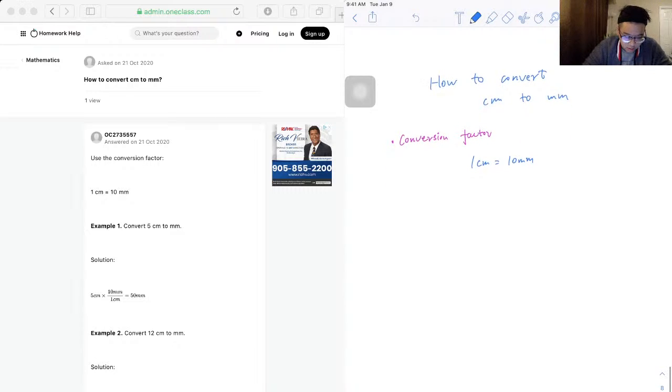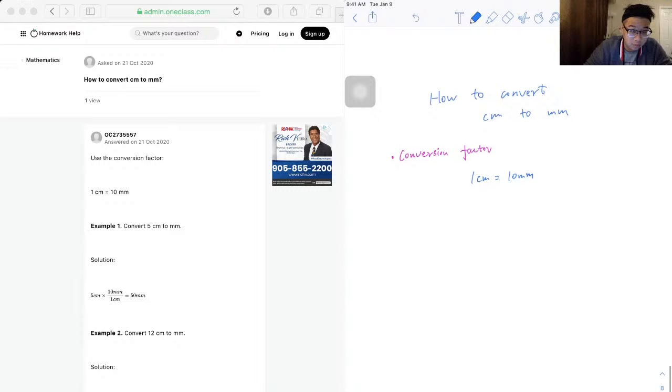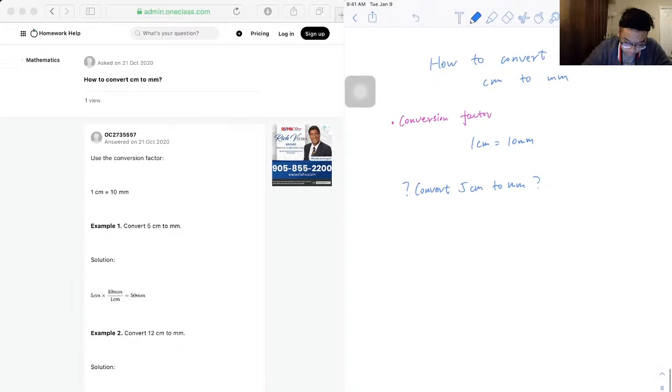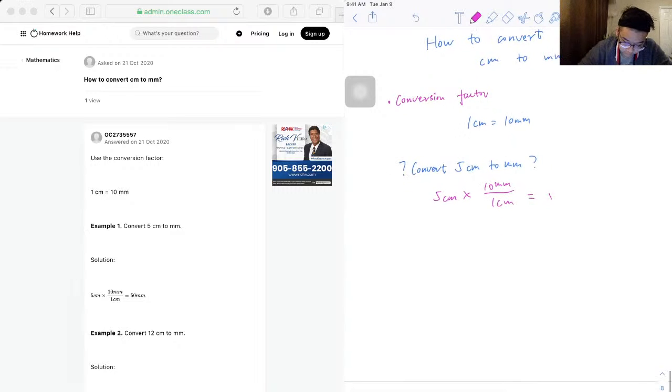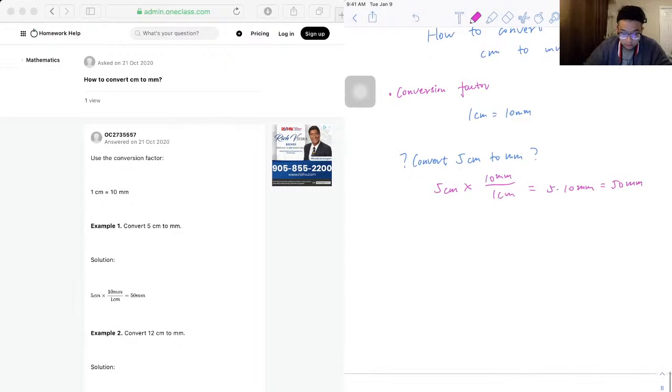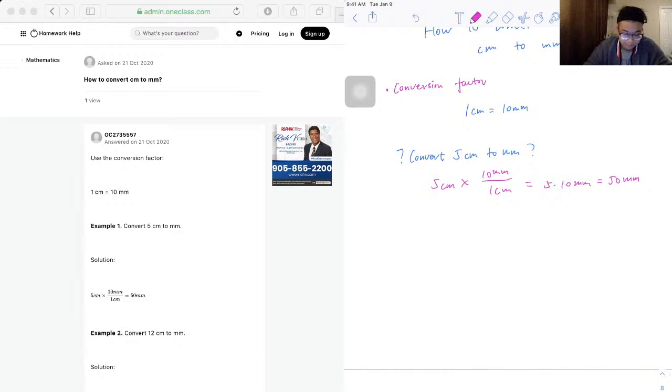And by knowing this, we can use an example to explain a little bit more. If we got a question like convert 5 centimeter to millimeter, we just need to use 5 cm times our conversion factor, which is 10 mm over 1 cm, which will give us 5 times 10 mm, which is 50 mm. So 5 cm is equal to 50 mm.